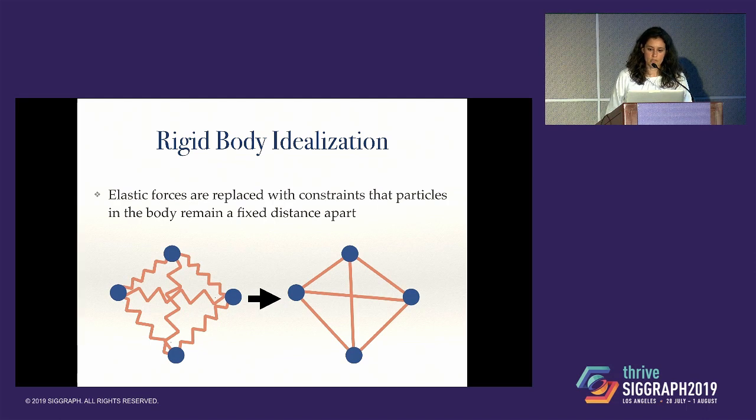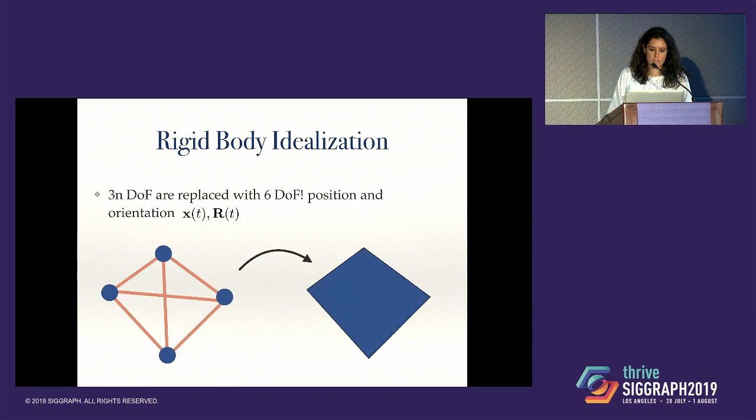So instead, we're going to switch to constraints, and in this case, we go even a step further, which is we say, well, actually, in this idealization, we don't need the 12 degrees of freedom to represent this object. We actually only need 6. And even if we had many more particles sampling this rigid body, we still only need 6 degrees of freedom. So for a rigid body in 3-dimensional space, our 6 degrees of freedom are 3 degrees of freedom in position and 3 degrees of freedom in orientation.